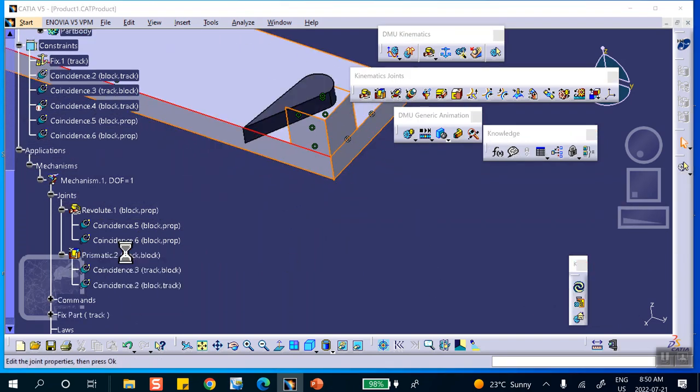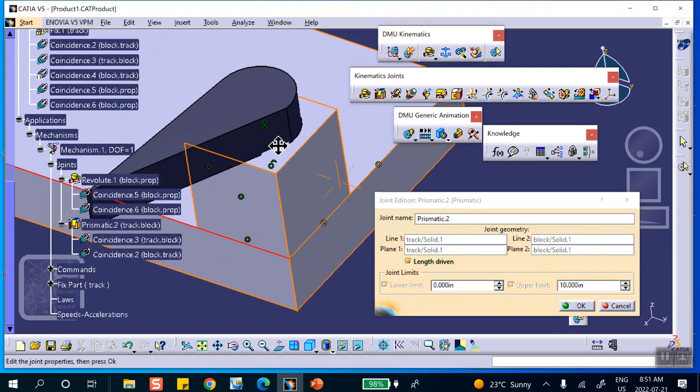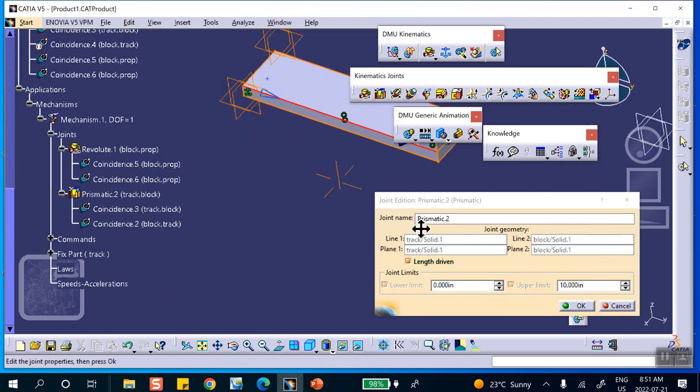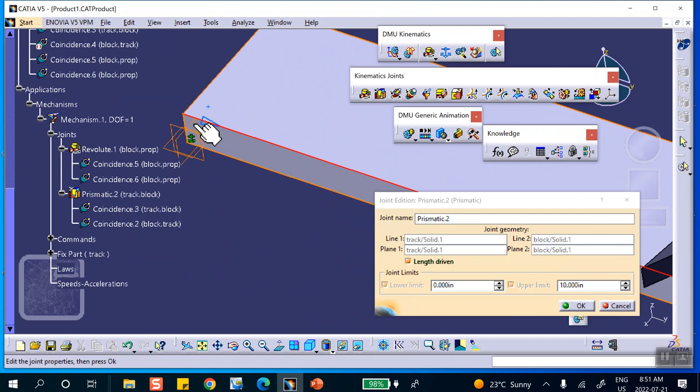And this one, double click on it. It's going to be length driven. And I'm going to go between 0 and 10 inches, right? There must be an arrow somewhere. Oh, right there. You see that? There. I don't want it to go that way. I want it to go in the other direction. So I'm going to flip this.